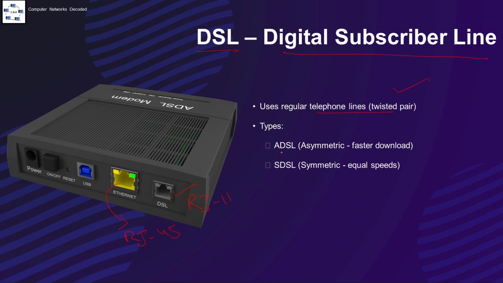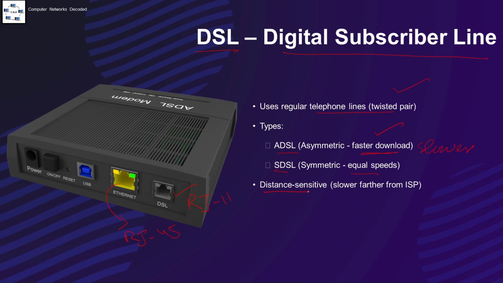So the types of DSL include ADSL, which is asymmetric digital subscriber line, and it gives faster downloads. And the next one is SDSL, or symmetric digital subscriber line, which has equal downloads as well as uploads. So the asymmetric has faster download but slower upload. Usually we don't upload much, we download much more than we upload. So in ADSL we have faster download speed but slower upload speed, while in SDSL we have equal upload as well as download speed.